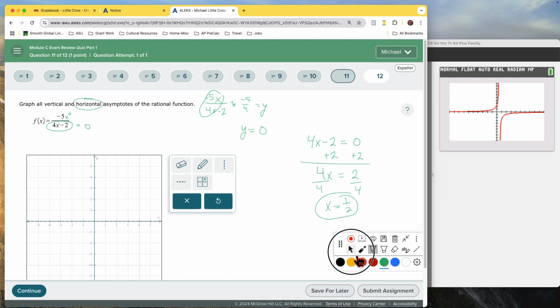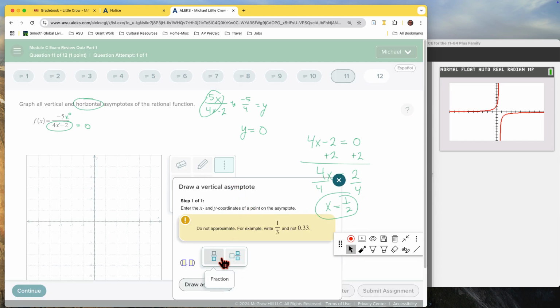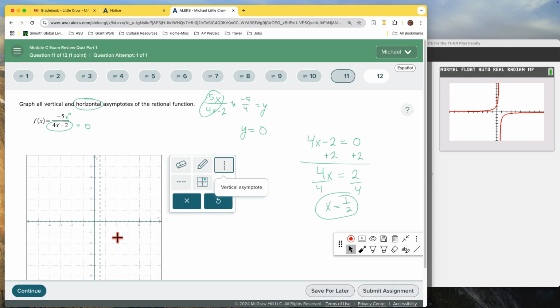So we come and say, give me a vertical asymptote, and it says, give me a point. Enter the x and y coordinates of a point on that asymptote. So we know the x is 1/2. The y, not 1/20th, 1/2. The y can be any number because it's going to be a vertical line, going up and down. Let's just put 5. It doesn't really matter. You put anything. And there it is. It looks like we've got the two asymptotes, and we are in good shape. That's all there is to this one.